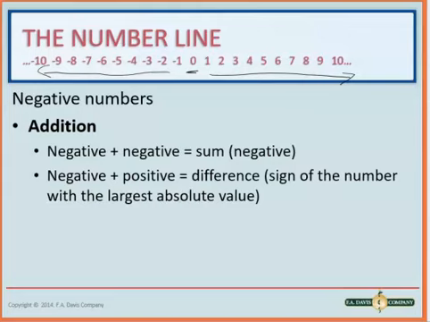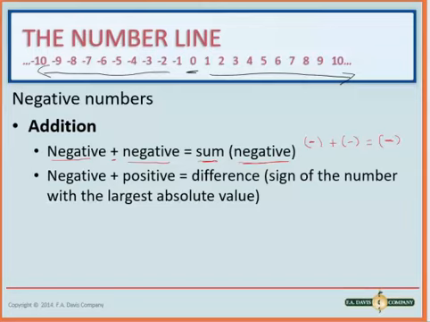We can use the number line when we're completing addition of negative numbers. So let's look at what addition of negative numbers would look like. If you have a negative number added to a negative number, what's the sum going to be? It's going to be a negative number. So what's that saying? A negative added to a negative number is going to ultimately equal a negative number. And I'm just putting parentheses around these to emphasize the negative number.